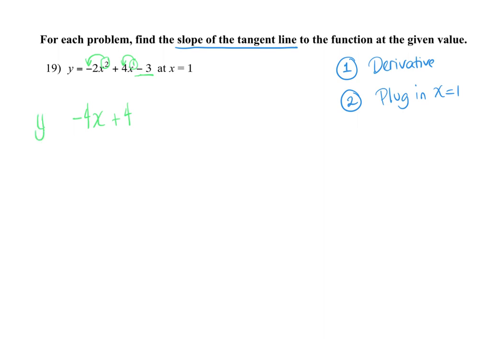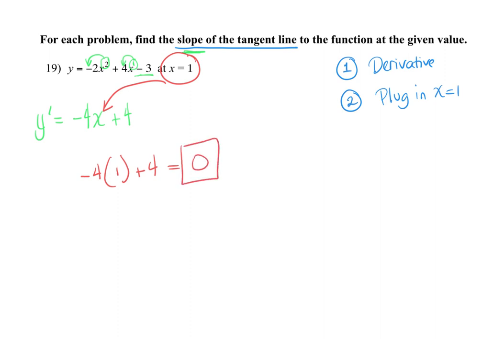So I already have my derivative. Now to find the slope, I'm not done. To find the slope of the tangent line, I'm going to take the point that they gave me, and I'm going to plug it in to my derivative. So I'm going to say negative 4 times 1 plus 4, 0. The slope of the tangent line there is 0.